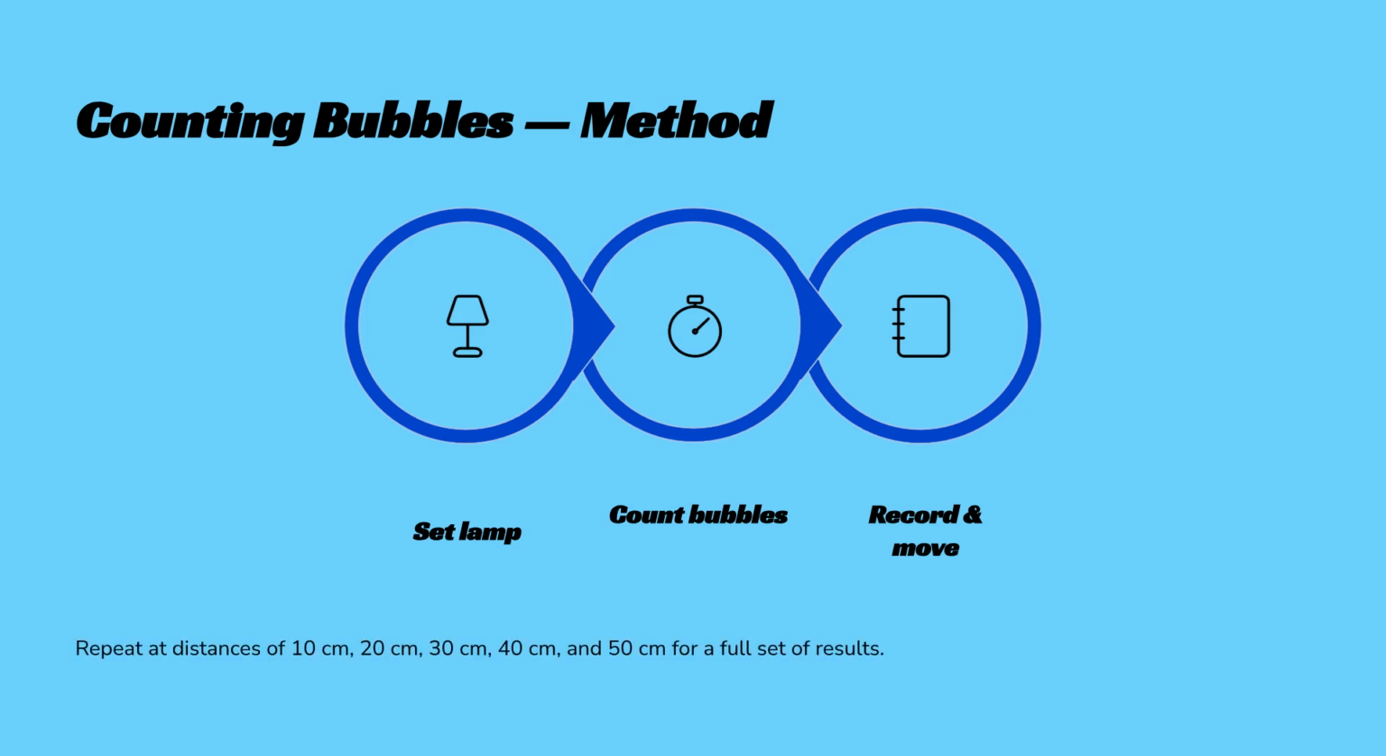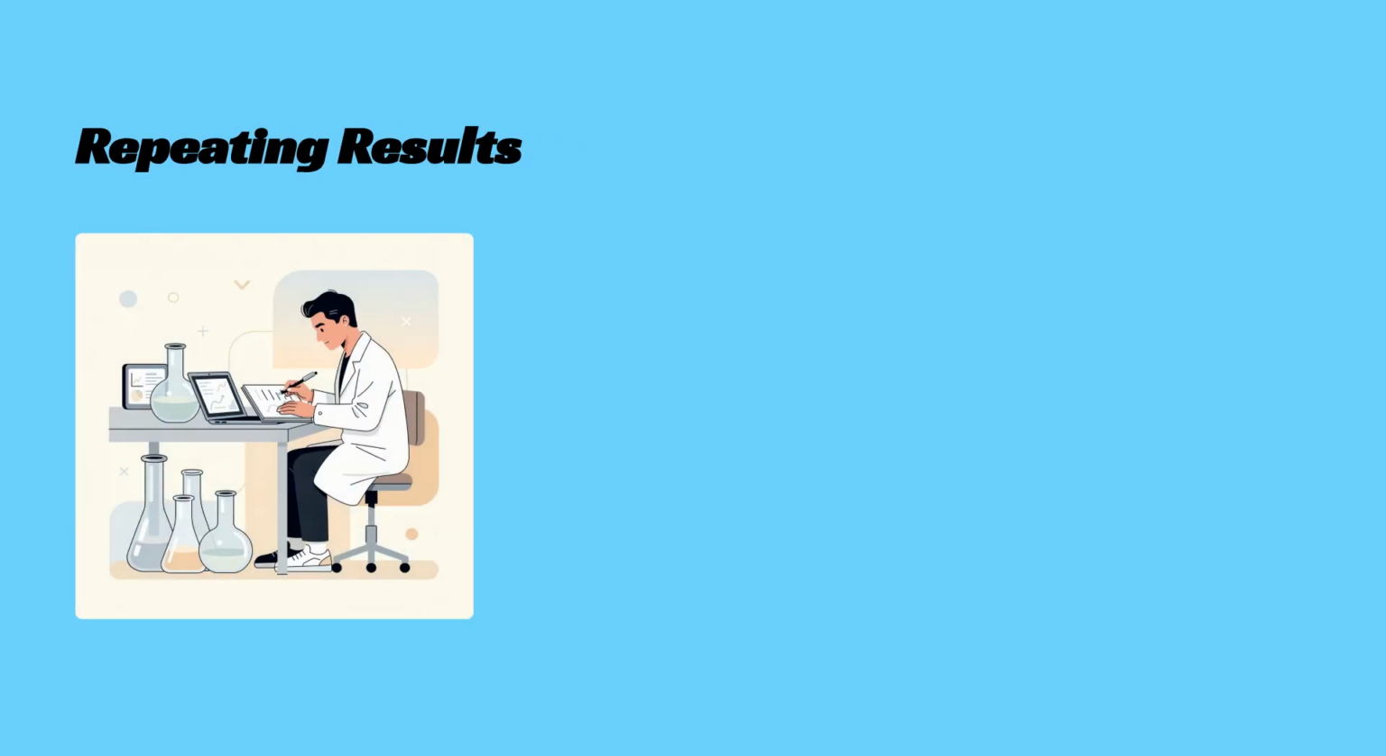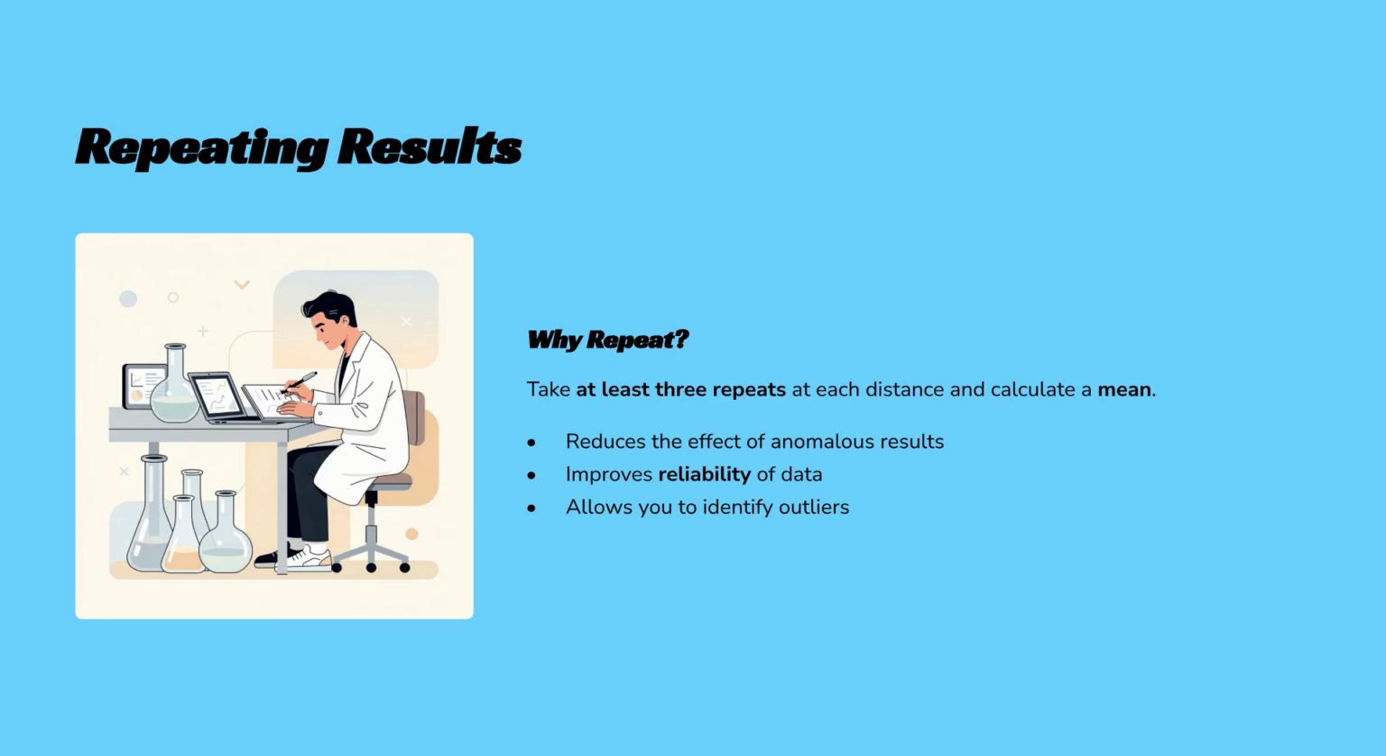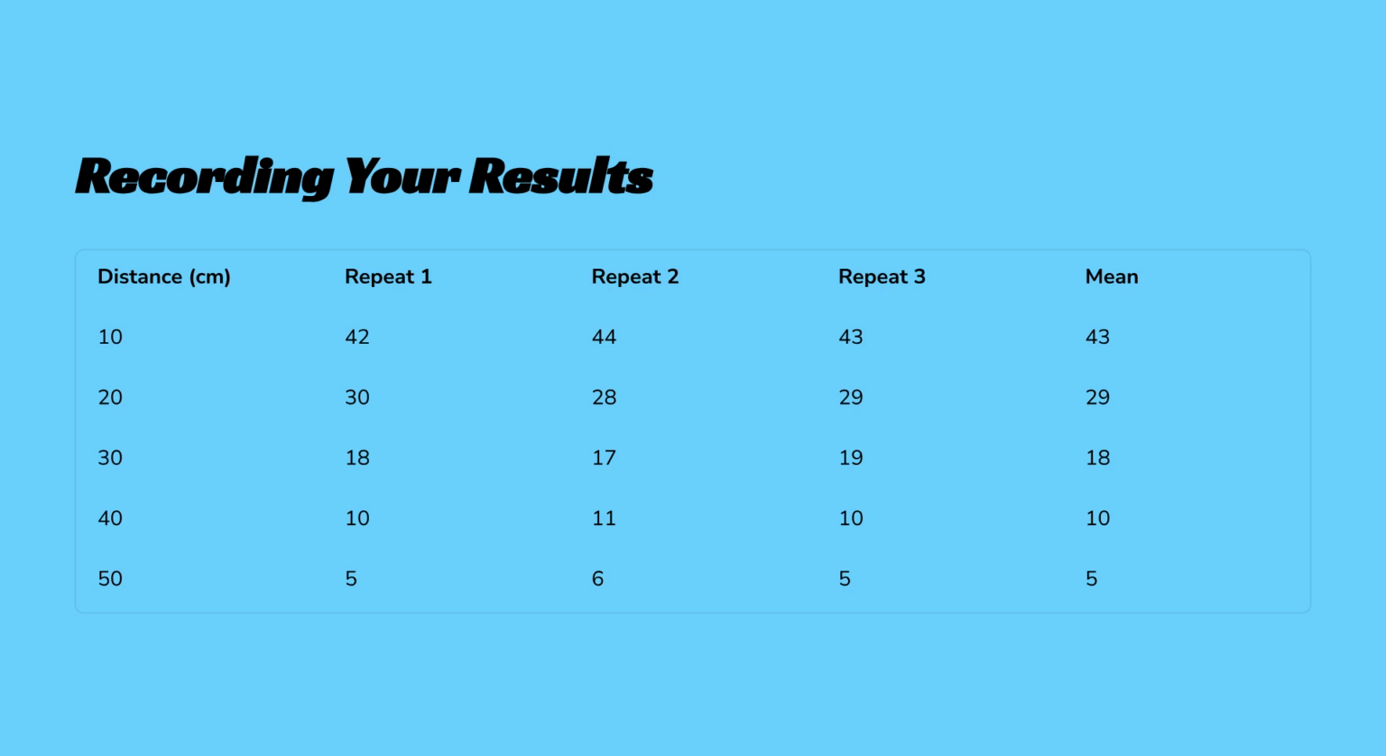You should repeat this process for distances like 10 centimeters to 50 centimeters. Repeat your results at least 3 times at each distance and calculate a mean. Repeating results reduces the effect of anomalous results, improves data reliability, and allows you to identify outliers. When recording results, organize your table with columns for distance, your 3 repeats, and the calculated mean number of bubbles produced per minute. This example data shows how the number of bubbles decreases as distance increases.